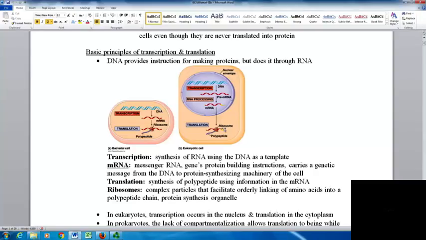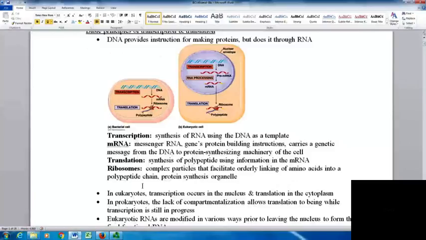Transcription is just the synthesis of RNA, and it uses DNA as a template. Your mRNA is your messenger RNA. This is the gene's protein building instructions. This is going to be what carries the genetic message from the DNA to the protein synthesizing machinery of the cell, which are your ribosomes.